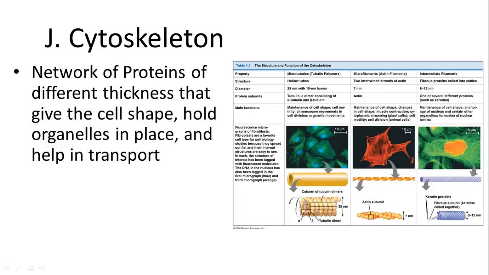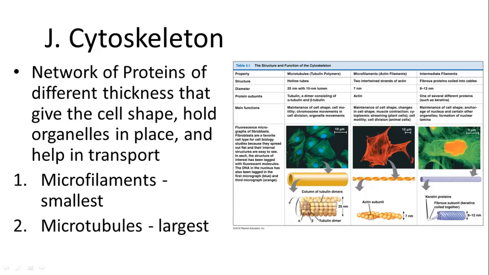All right, eukaryotes also have a cytoskeleton, which is a network of proteins similar to your skeleton, but rather than being made out of bone, it's made out of these proteins. This helps the cell maintain its shape. It also gives the cell tracks and structure so that they can move things throughout the cell. So it helps in transport. And then it generally just holds things in place. The three different types of proteins are microfilaments, which are the smallest, microtubules, which are the largest, and then intermediate filaments, which are between the two. Okay, and this is from your book. You see examples of each.